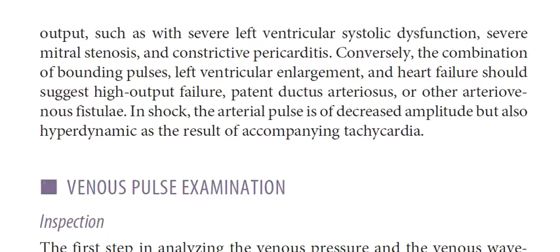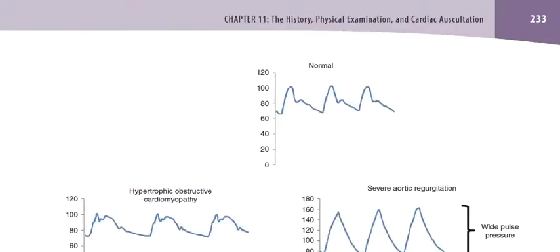Conversely, the combination of bounding pulses, left ventricular enlargement, and heart failure should suggest high output failure, patent ductus arteriosus, or other arteriovenous fistula. In shock, the arterial pulse is of decreased amplitude but also hyperdynamic as the result of accompanying tachycardia. This is the normal pulse pressure.